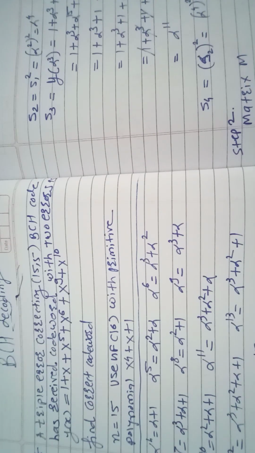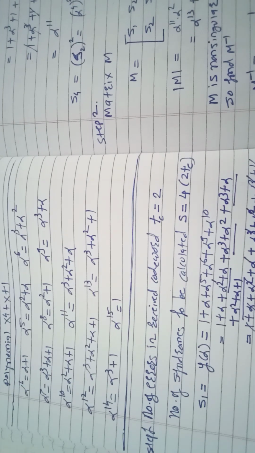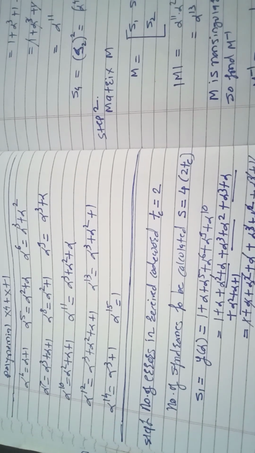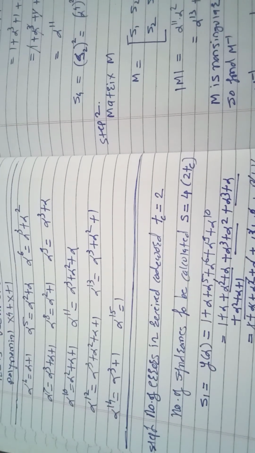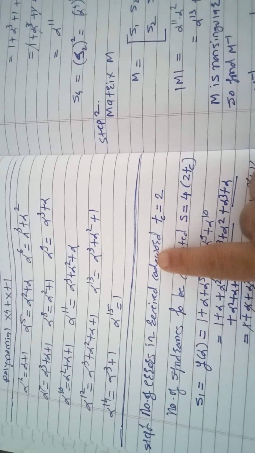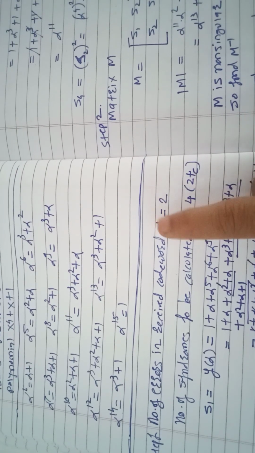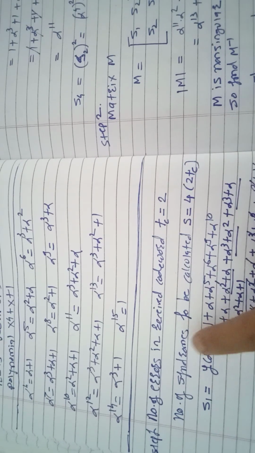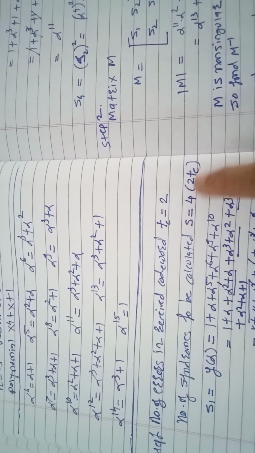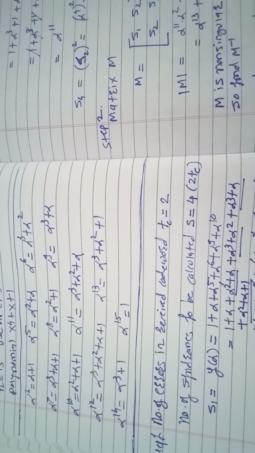The first step for BCH decoding is finding the number of syndromes based on the number of errors in the received code word. The number of errors in the received code word is 2, so tc is equal to 2, the errors which you have to correct. So the number of syndromes is 2tc, that is equal to 4. So you have to compute S1, S2, S3, S4.